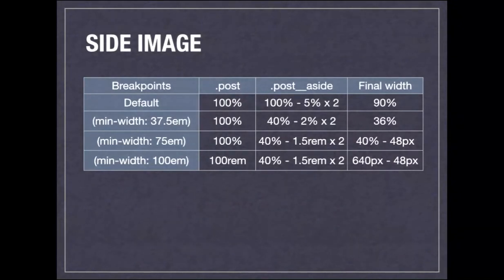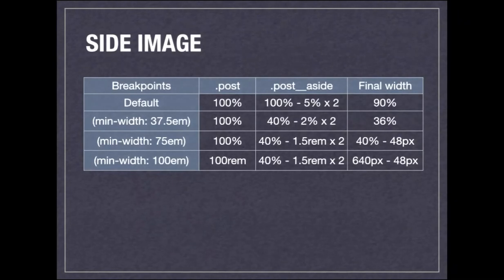So we look at that default, and by default it was 100% wide, but then we had 5% padding on each side, and that was on both sides. So we can say that the image is 90% as wide as the viewport. If it's a little bit bigger, that 37.5 rem, then it's 40% wide, and then there was 2% padding, so it's 36% wide for the viewport.